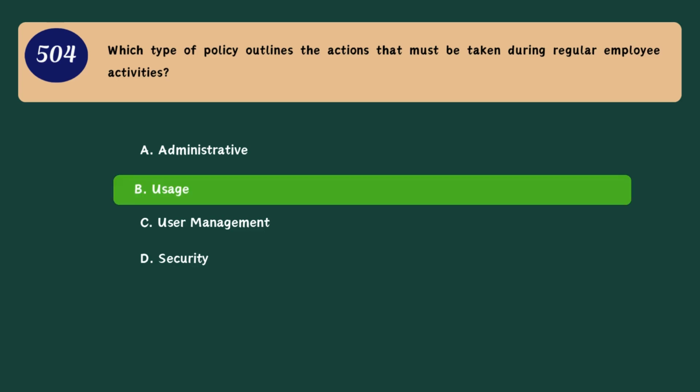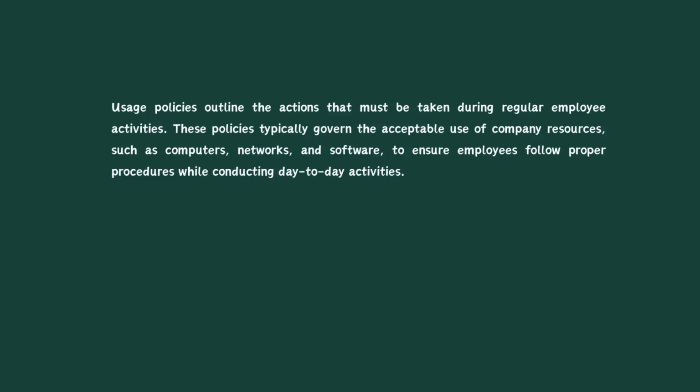Correct answer. B. Usage. Usage policies outline the actions that must be taken during regular employee activities. These policies typically govern the acceptable use of company resources, such as computers, networks, and software, to ensure employees follow proper procedures while conducting day-to-day activities.